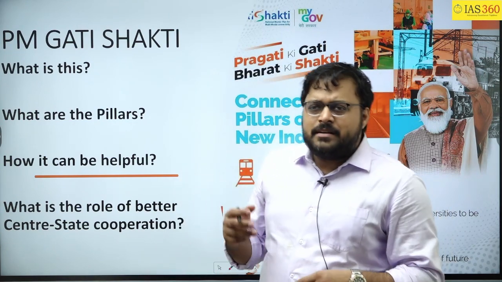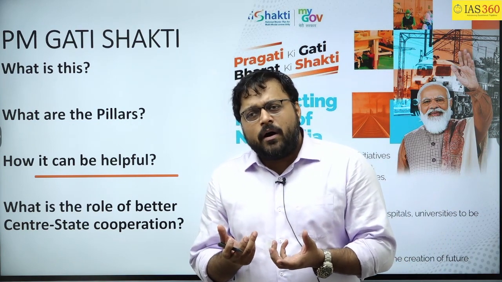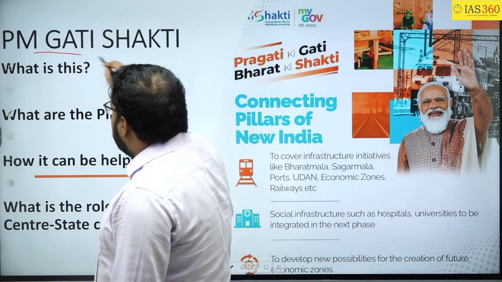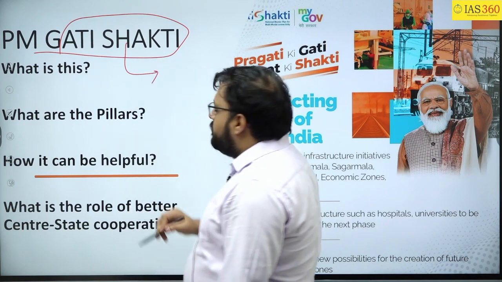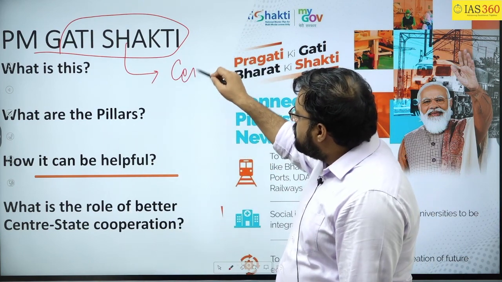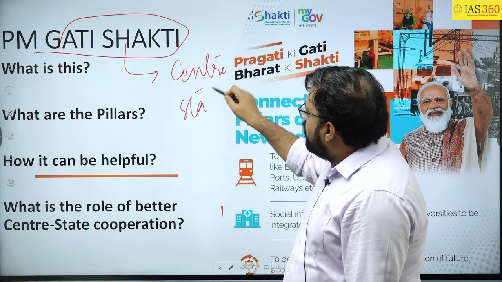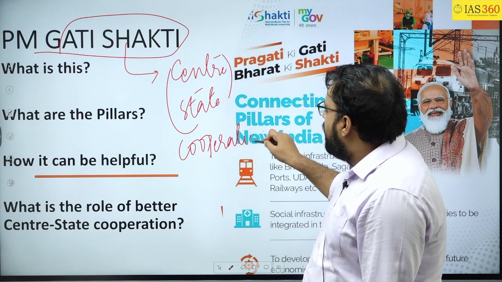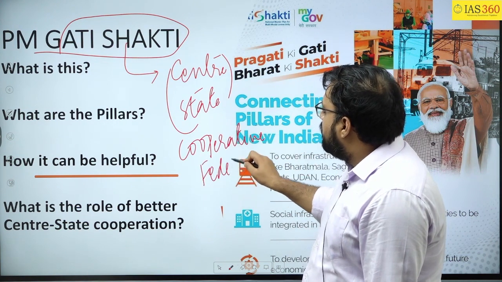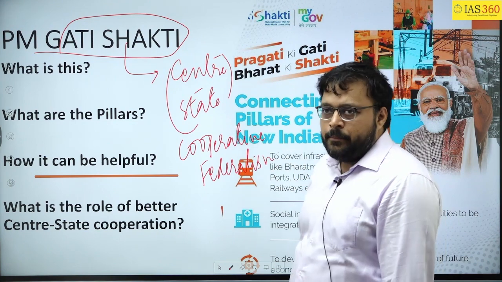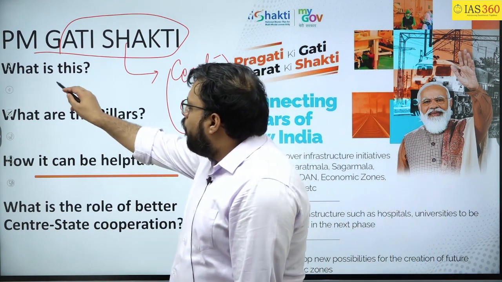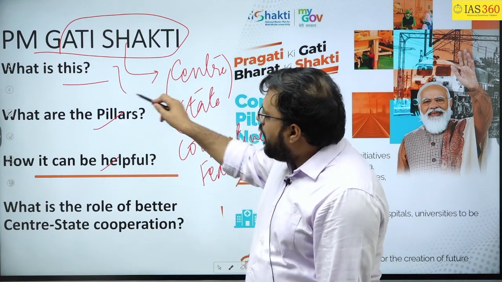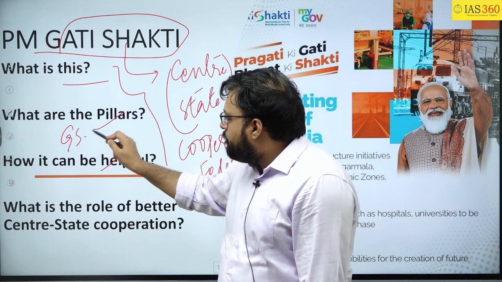So most of the time the student says, sir, this was part of infrastructure, why have they asked it in GS paper 2? So today, whenever I am talking about the PM Gati Shakti, I will talk about the importance of center-state relations, or you can say I will talk about cooperative federalism, which is the basis for the success of PM Gati Shakti. First of all, we will talk about what this is, what its pillars are and how it can be helpful. So these three are more important from the GS paper 3 perspective.